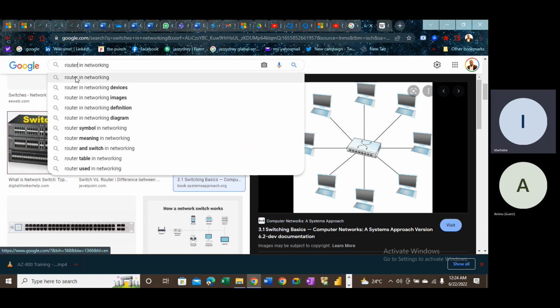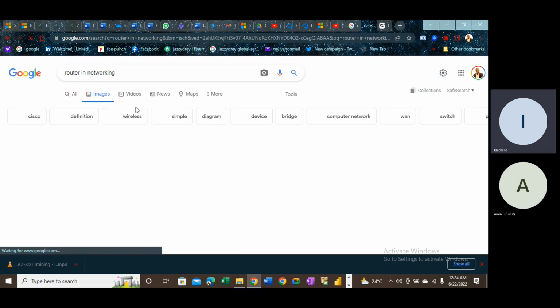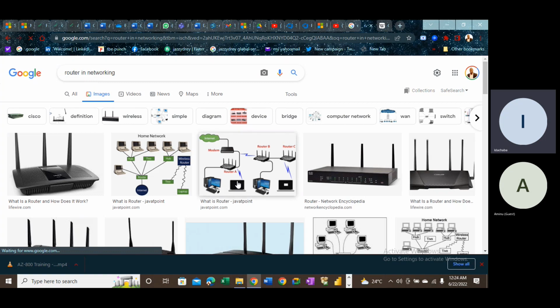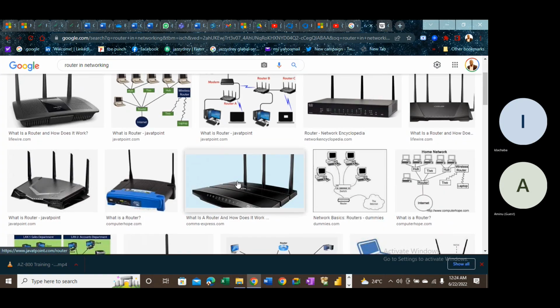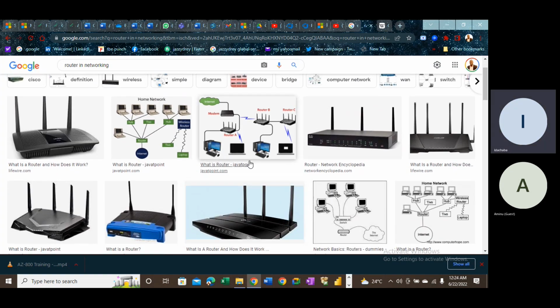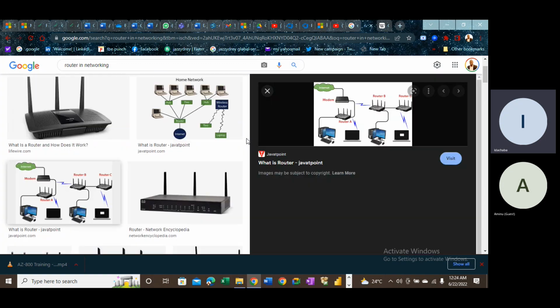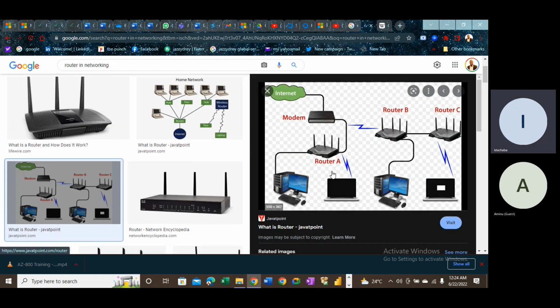So there's nothing new. You are sure of your router, you already know what your router does. But if you look at this image, you might have a little idea what a router does. Yes.